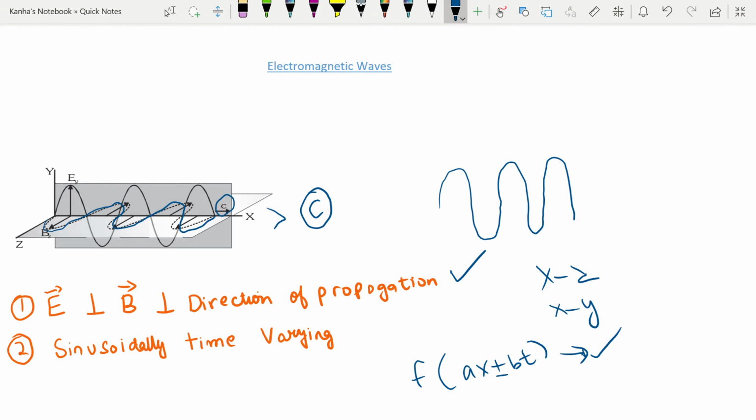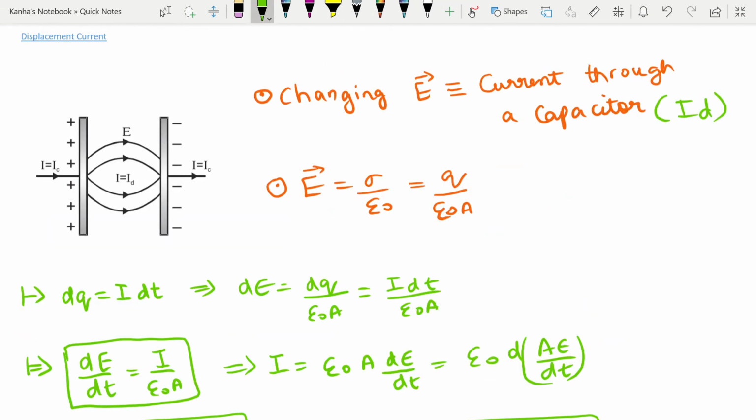Now let's talk about the concept of displacement current. Now when a capacitor is allowed to charge in an electrical circuit, let's discuss the concept of displacement current. So I have a capacitor in front of you.